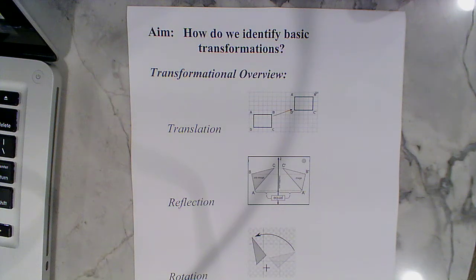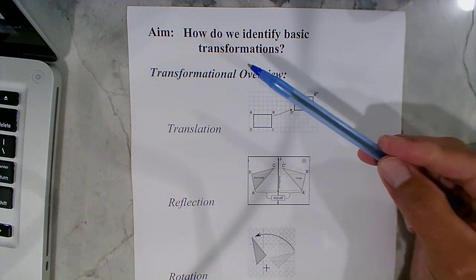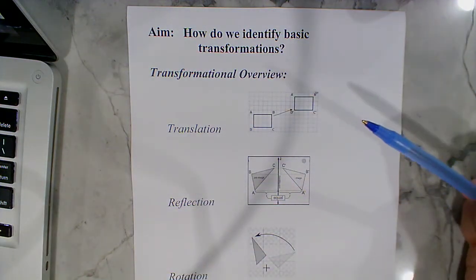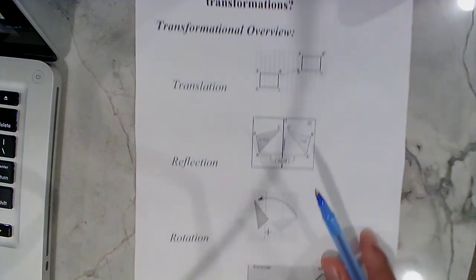All right, so today's lesson is going to be kind of quick and easy. Important, but quick and easy. So it's just this one sheet. We're talking about identifying basic transformations. So you did an entire transformation unit that involved most of these words: translations, reflections, rotations, dilations.